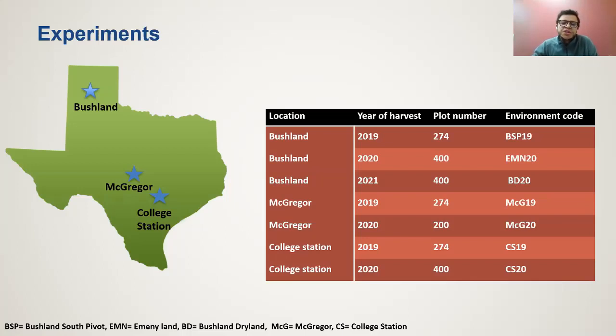Normally we have 400, but in 2019, we didn't have enough seed, and that's why we have 274. In this year, we also increased the seed for next year. Also, I have one more location in 2021. So we will harvest this summer and we will get the data also.